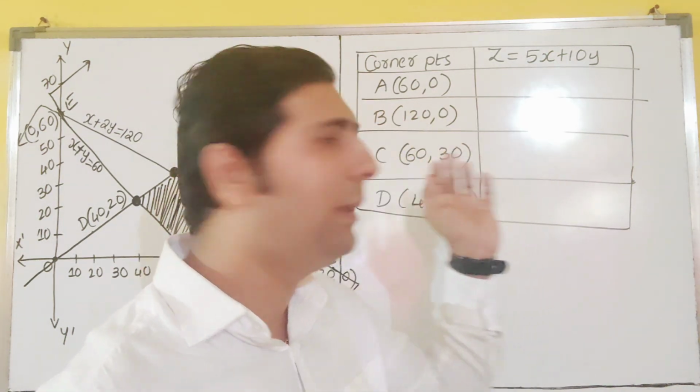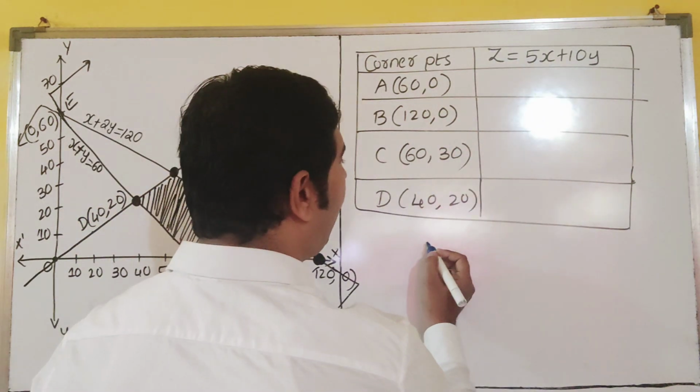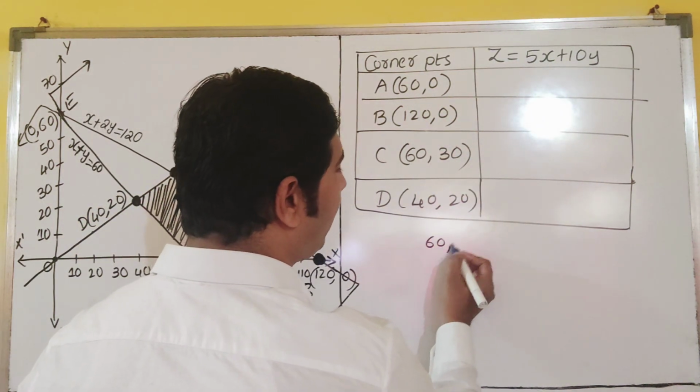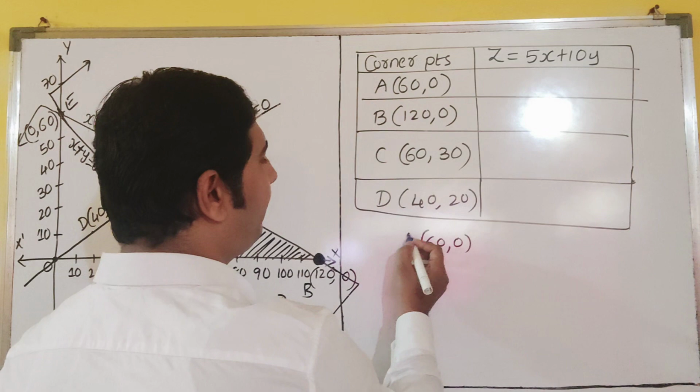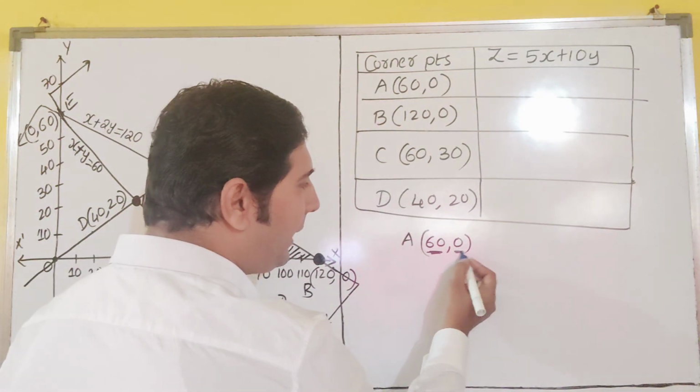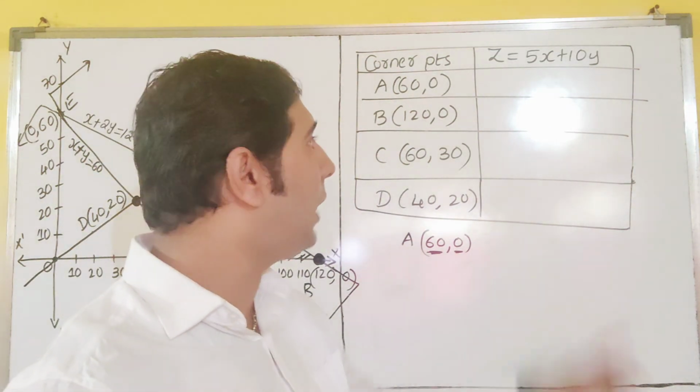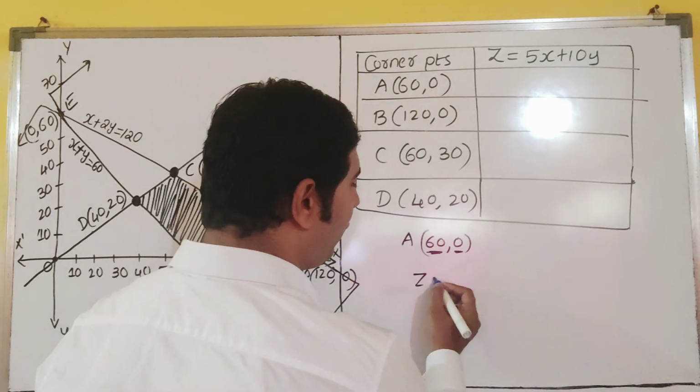So now we put here the x value. This is x 60, 0 first. A. X is 60. Y is how much? 0. So you put in this. So z is equal to c.